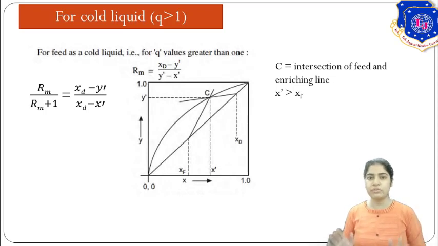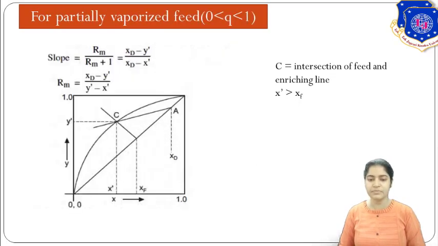See, you don't have to remember all, just learn graphically how your point of intersection is coming, and based on that take the coordinates of your intersection point and your xd point, your distillate composition. Based on that you have to remember how to evaluate the slope value first of all, and from the slope only you can get your Rm value, because your slope is Rm upon Rm plus 1.